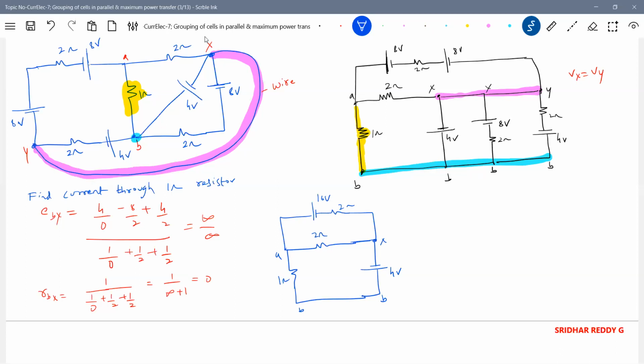Okay, don't go for further grouping of cells. Just leave it, and there is a 2 loop problem. Here we'll assume one current I1. This will be I2. Plus minus, plus minus, plus minus. Let's write the loop equations and solve for I1 and I2. We'll get the expression for current through the 1 ohm resistor.